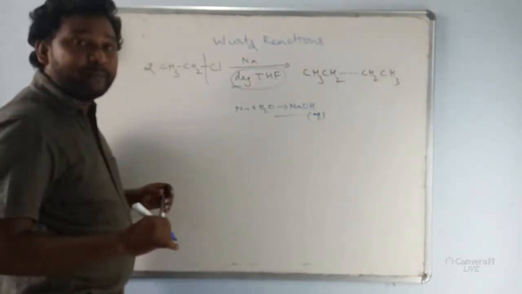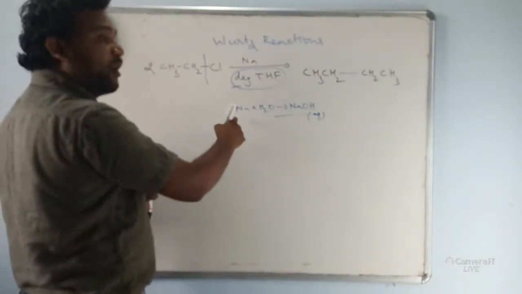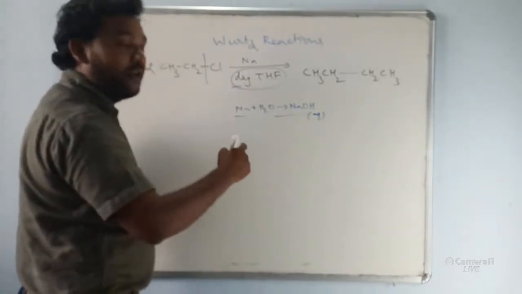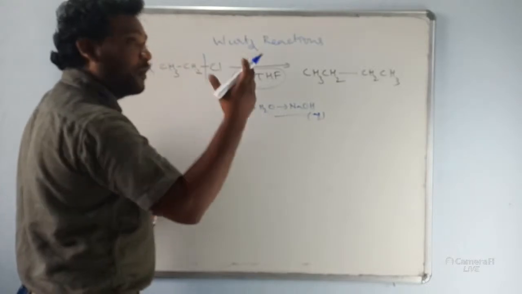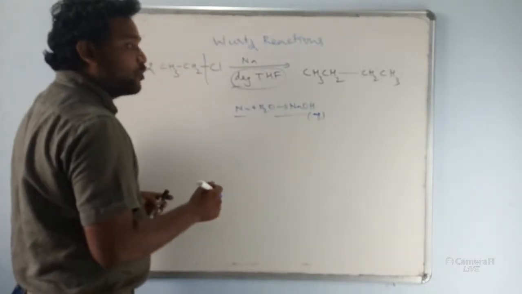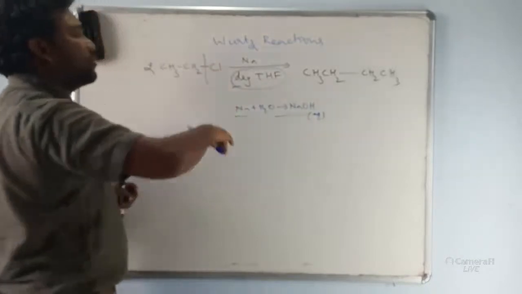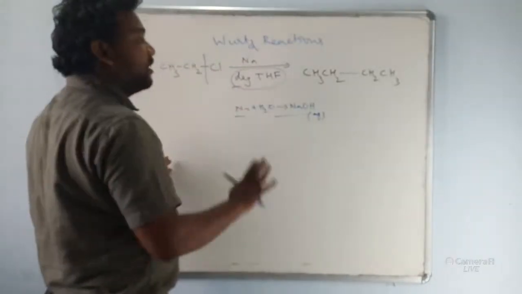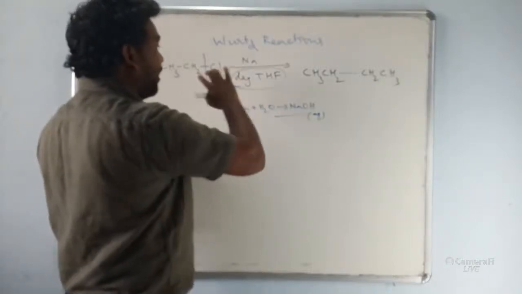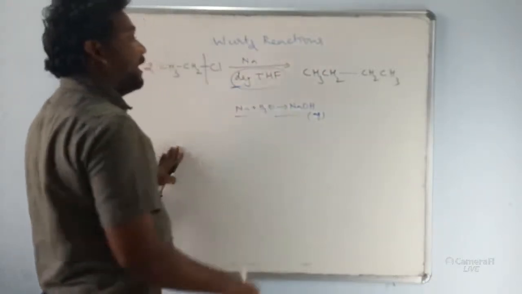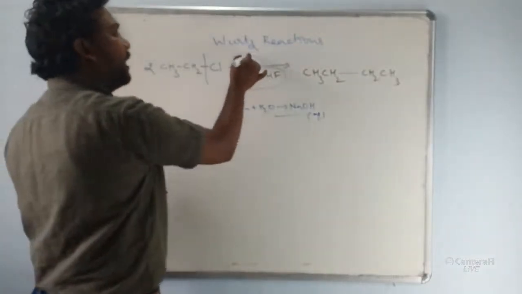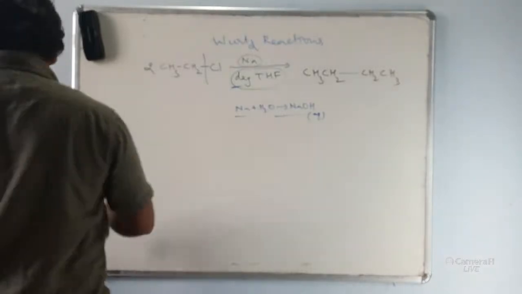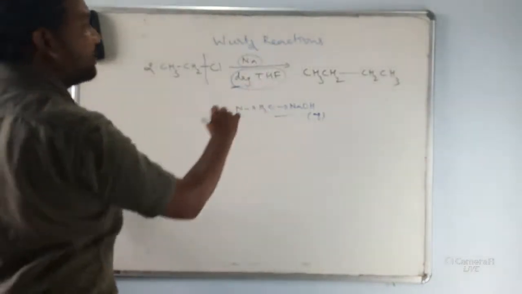Dry means without moisture. If moisture is there, the sodium, a highly reactive metal, readily reacts with the water in a highly exothermic reaction and produces aqueous sodium hydroxide, which may cause nucleophilic substitution to give the alcohol. So to avoid that, we have to use dry ether, and sodium is a metal which can generate the radicals easily. So what kind of Wurtz reaction is it? This is a simple Wurtz reaction.